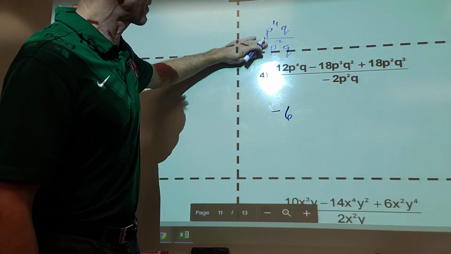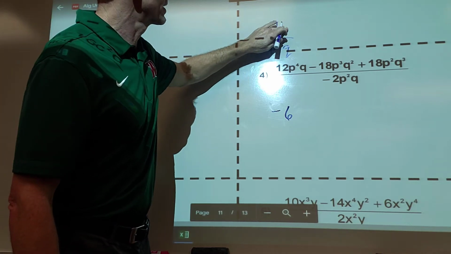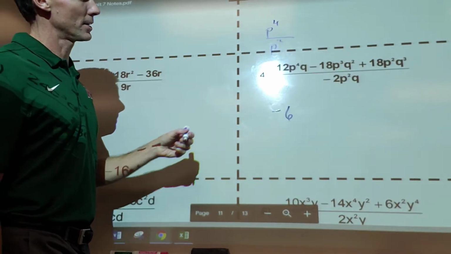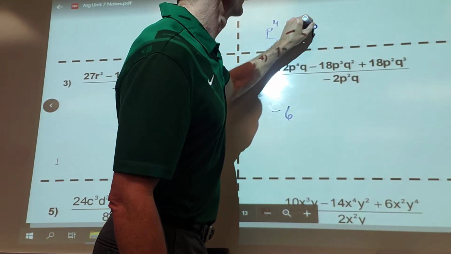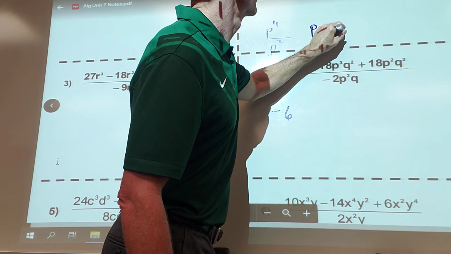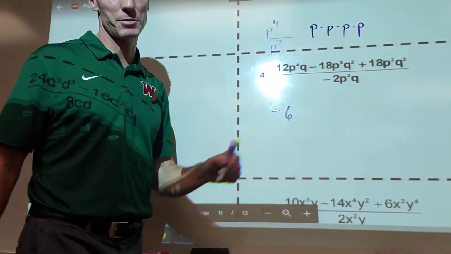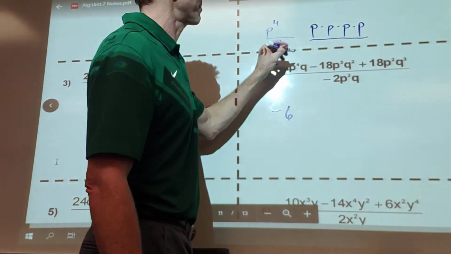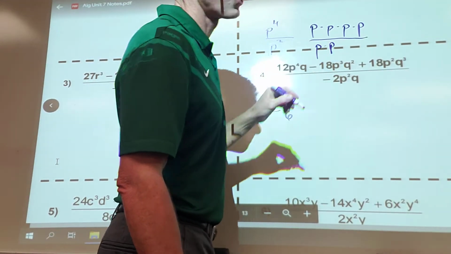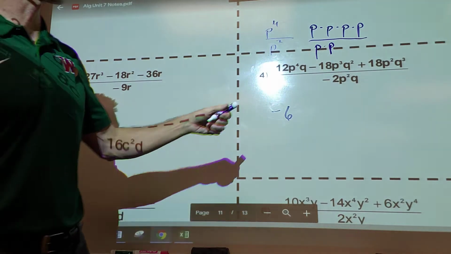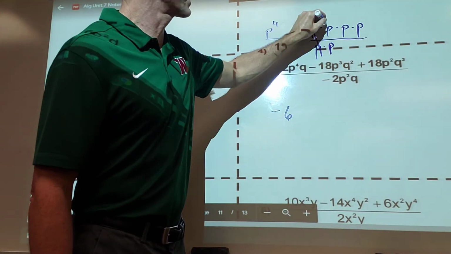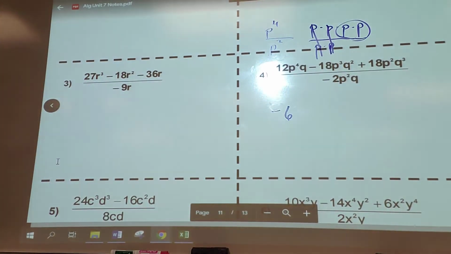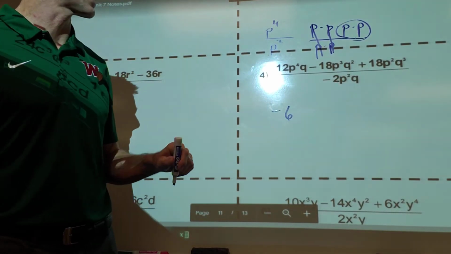If we look specifically at my p's, I have p to the fourth over p squared. Well, p to the fourth would be p times p times p times p. So 4 p's up top, 2 on the bottom. If I cancel those p's and those p's, how many p's do I still have on the top? All right, we have 2 p's left.